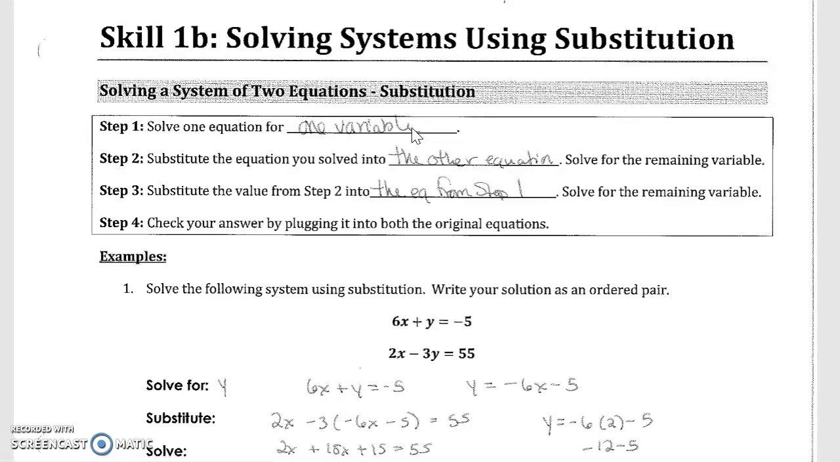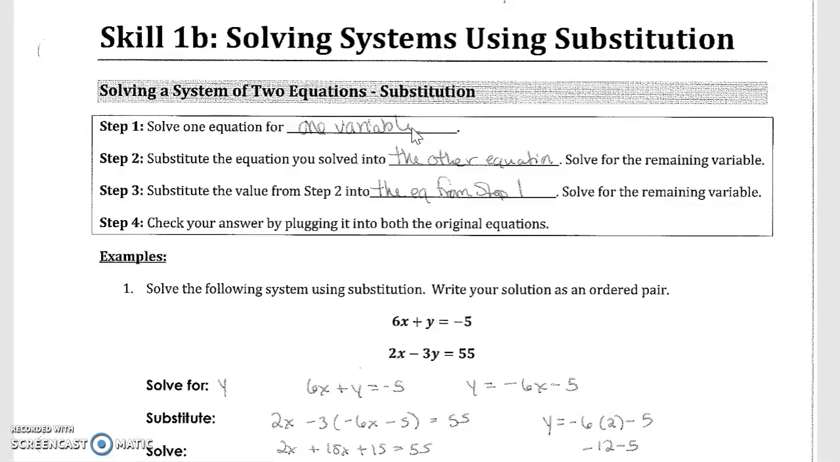Now, if I were you, I would write a hint behind there. The hint that I would give you is pick the variable that has a coefficient of 1 or negative 1. You want to solve for the ones that have coefficients of 1 or negative 1 because that means you get to not divide, which means you get to avoid fractions. And generally speaking, that's a good thing for students. So again, pick the variable that has a coefficient of 1 or negative 1. That will save you some work.